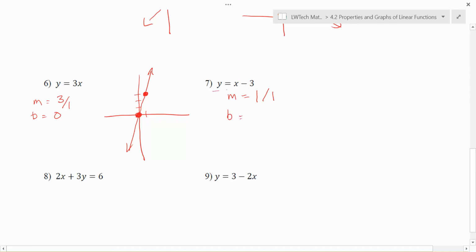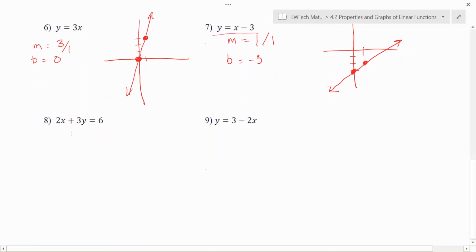Now back to my original equation here, y equals x minus 3. My y-intercept is going to be -3, so that's where I start when I plot my point. Down 3, there's my y-intercept. Slope is 1 over 1, so up 1 over 1. There's my second point. Connect the dots.